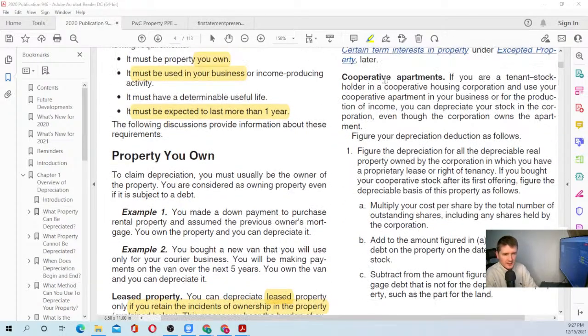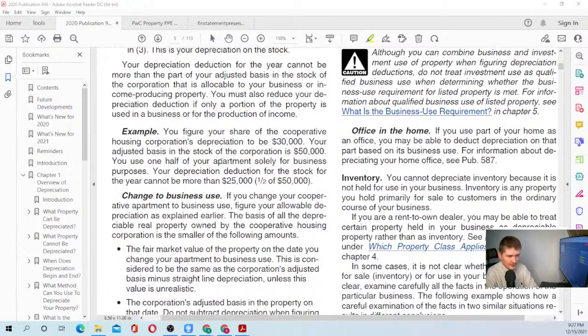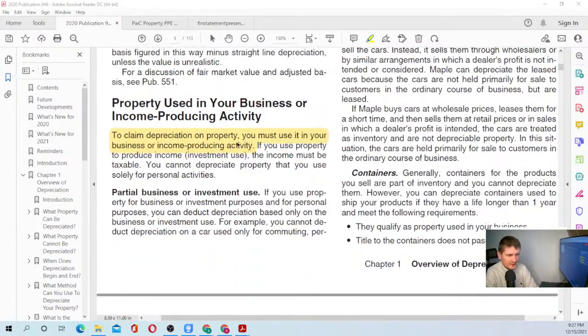Okay, there are pieces of guidance which I will skip, like cooperative apartments. It's some exceptional stuff, so I will scroll down.